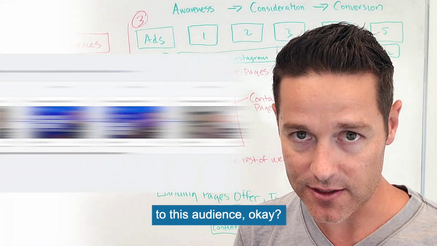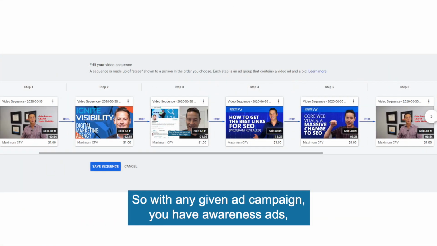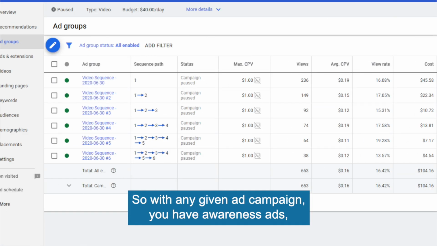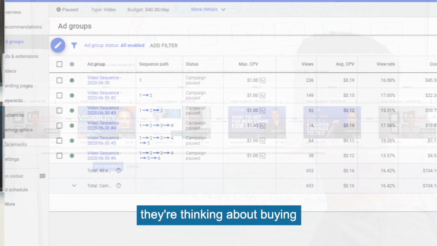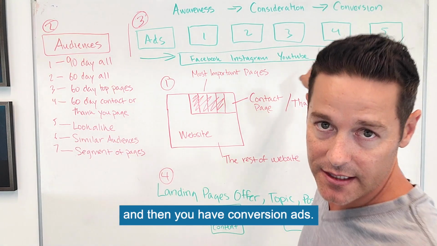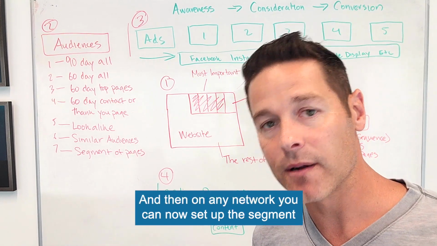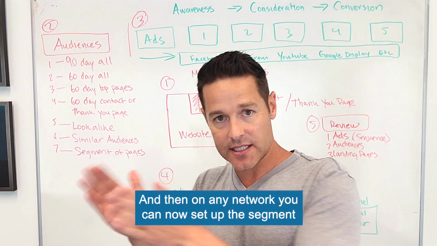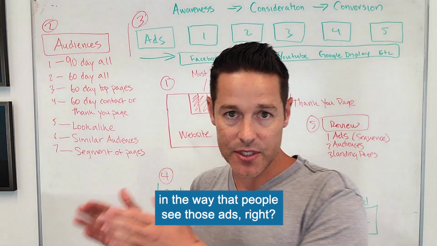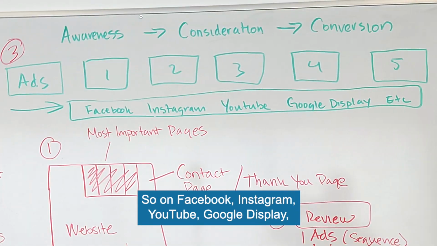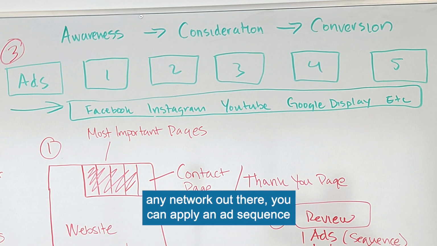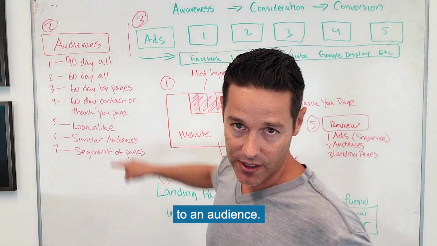to this audience, okay? So with any given ad campaign, you have awareness ads, you have consideration ads, they're considering you, they're thinking about buying, and then you have conversion ads. And then on any network, you can now set up the segment and the way that people see those ads, right? The sequence rather of how people see those ads. So on Facebook, Instagram, YouTube, Google Display, any network out there, you can apply an ad sequence to an audience.